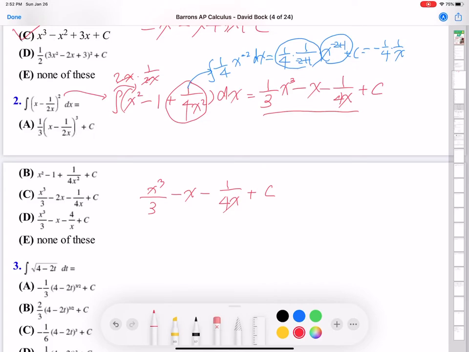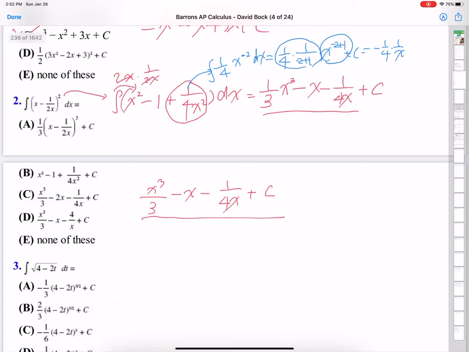I'll double check. X squared minus 2ab plus b squared. So this is right. 1 over 4 and then negative 1. Yes, right. So 1 over 4x is right. This is the answer anyway.